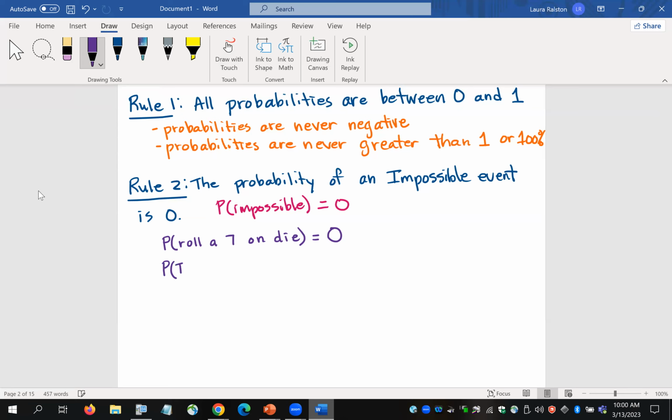Probability that Thanksgiving is on a Sunday. Well, if you know anything about the calendar, at least the calendar that we use within the United States, Thanksgiving is always on a Thursday, meaning it will never, ever be on a Sunday. So the probability that Thanksgiving's on a Sunday is 0.